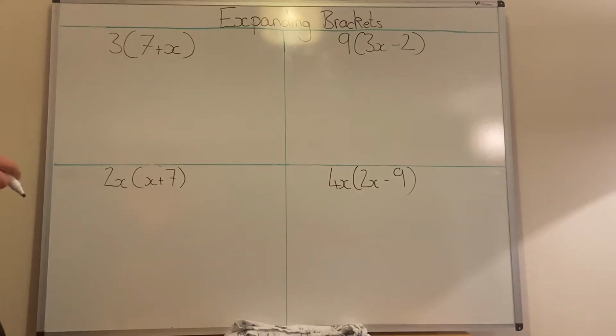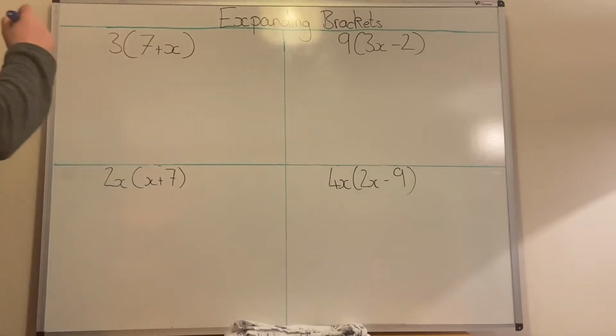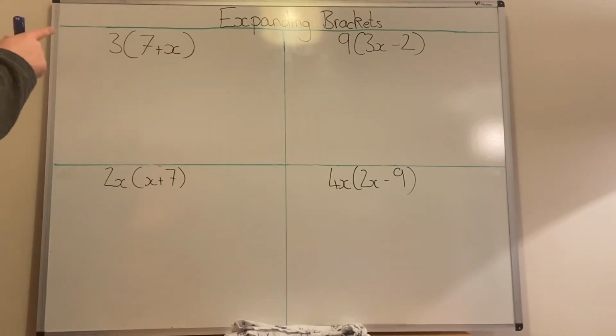Right, welcome back. We're looking at expanding brackets. Now I gave you this lesson start last week and there were a few issues along the way. So what I want to do is take it back a step and have a look at expanding brackets when there's only one bracket with a number on the outside, or when there's one term on the outside. And then we'll go back to looking at expanding two brackets later on.